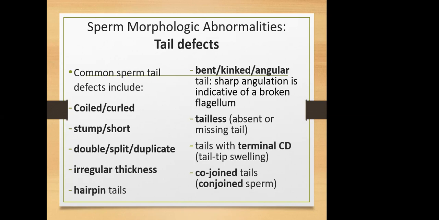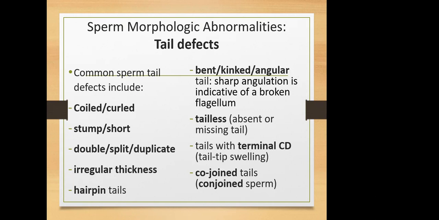And then tails with terminal CD. Remember we said that CD, which is a cytoplasmic droplet, is normal if it is found at the neck region. In some situations, the CD is found at the end of the tail. We call it terminal cytoplasmic droplet. And that is an abnormality.